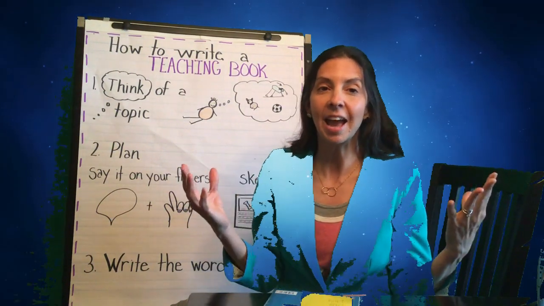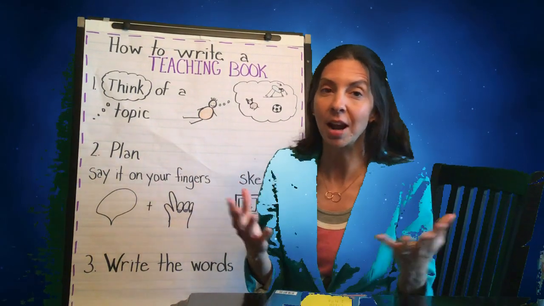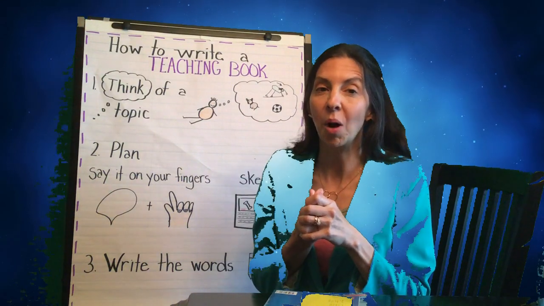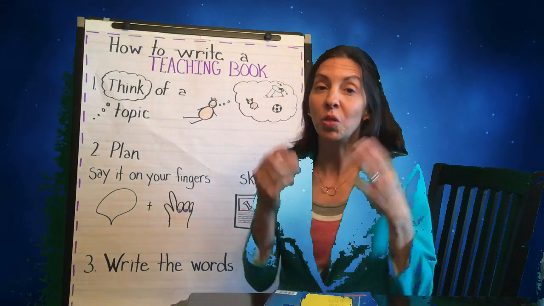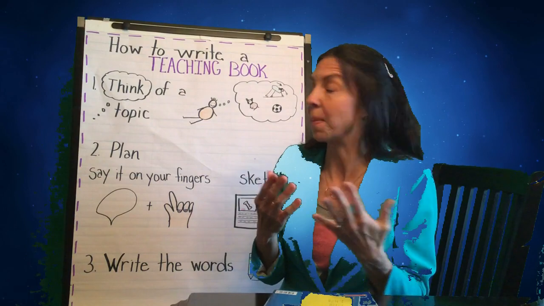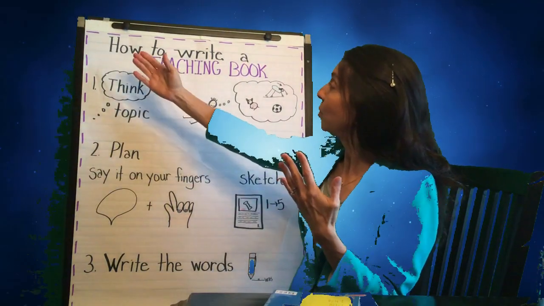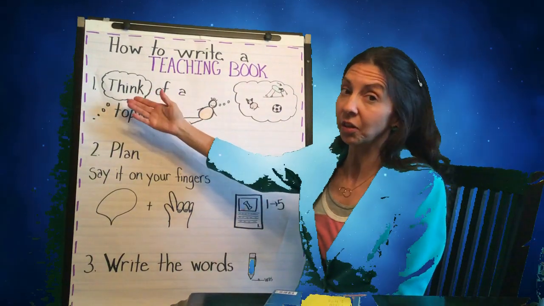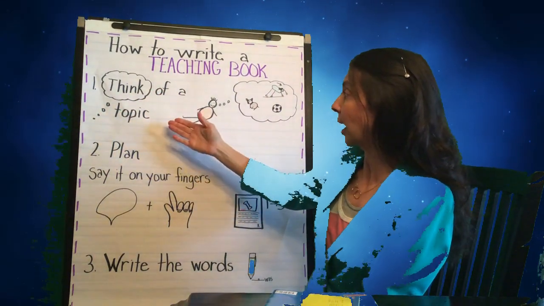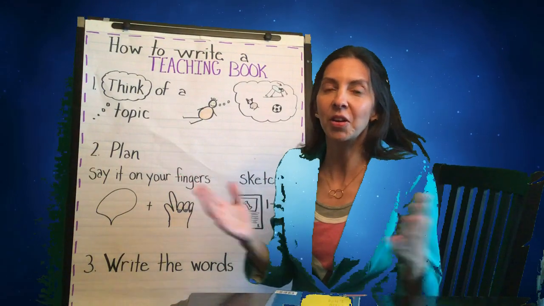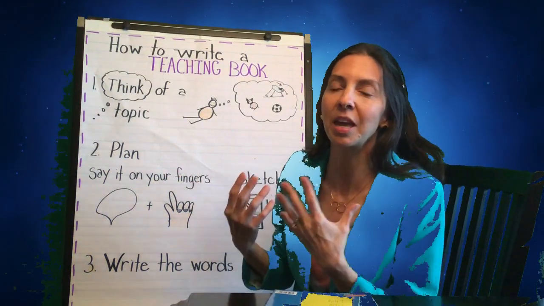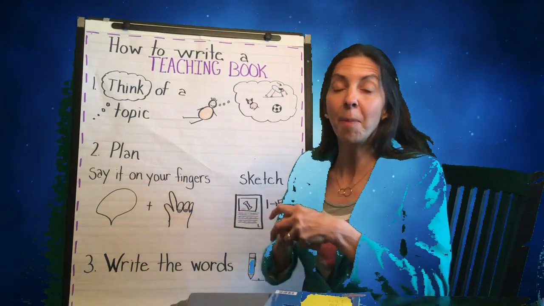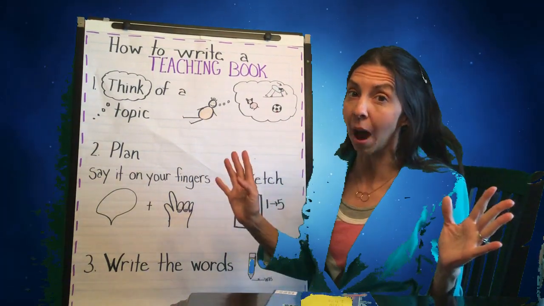Now, just like any other writing that we have accomplished this year, the first thing that we want to do is to think about what we would like to write about. And when we're thinking about how to write a teaching book, the first thing that you'll need to do is to think of a topic. Just like any other kind of writing, I want you to think about a topic that you know a lot about, a topic that you could already teach about.